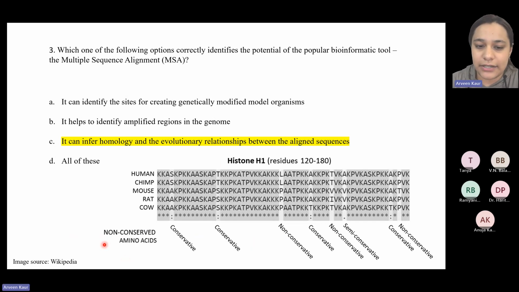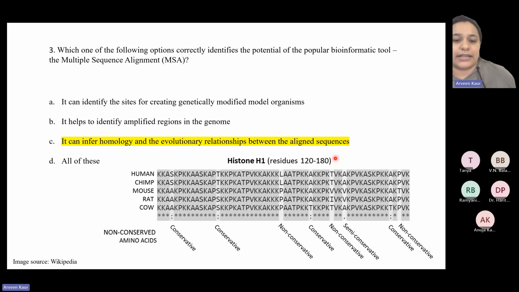This had been discussed in the TA tutorial session, but we will first take an example of histone H1. Histone is one kind of protein, and histone H1 is involved in the compaction of the chromatin. If this histone H1, which is about 120 to 180 residues in length, is looked at, we can see that it is mostly a very conserved protein.